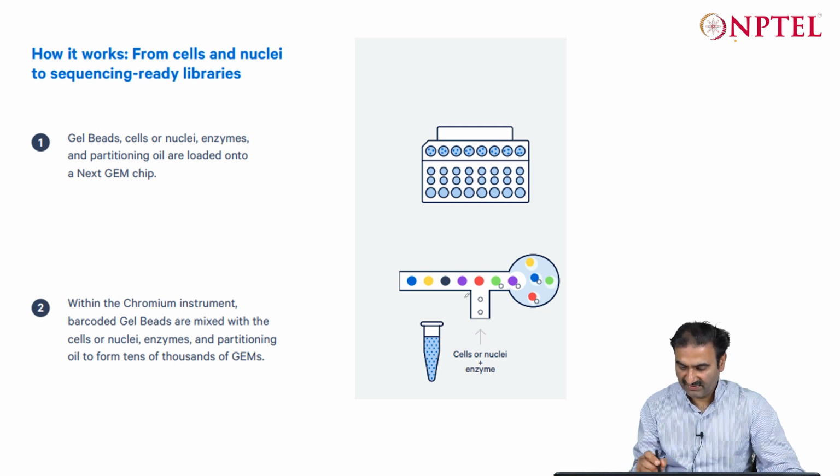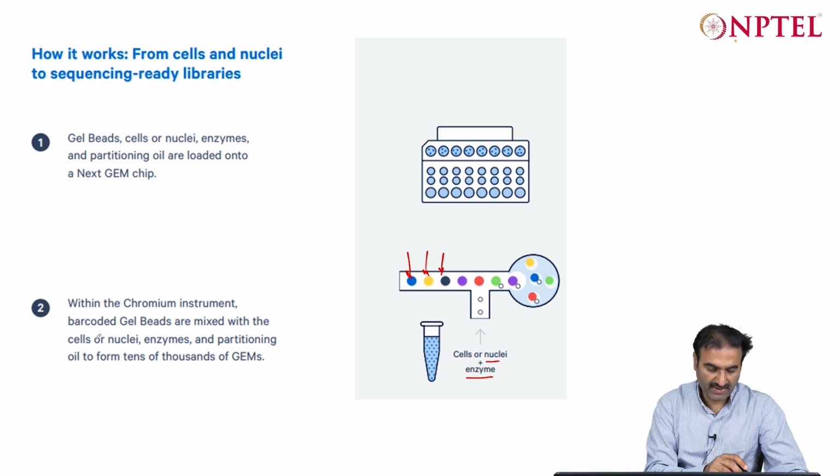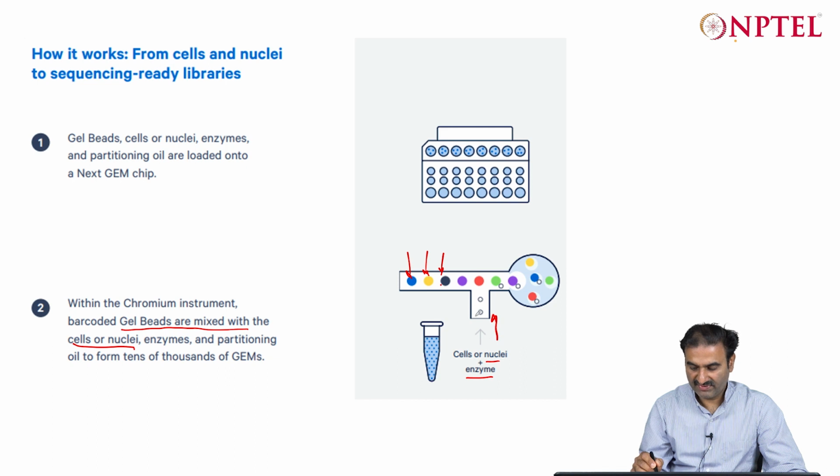Basically beads, you can see these are the various beads, okay, in which these are the emulsions, and each emulsion will capture a single nuclei plus enzyme, right, for the downstream processing. So within the Chromium instrument, barcoded gel beads are mixed with the cell or nuclei. These are the barcoded gel beads, that is why they are shown in different colors, and the cell nuclei are going through singly.